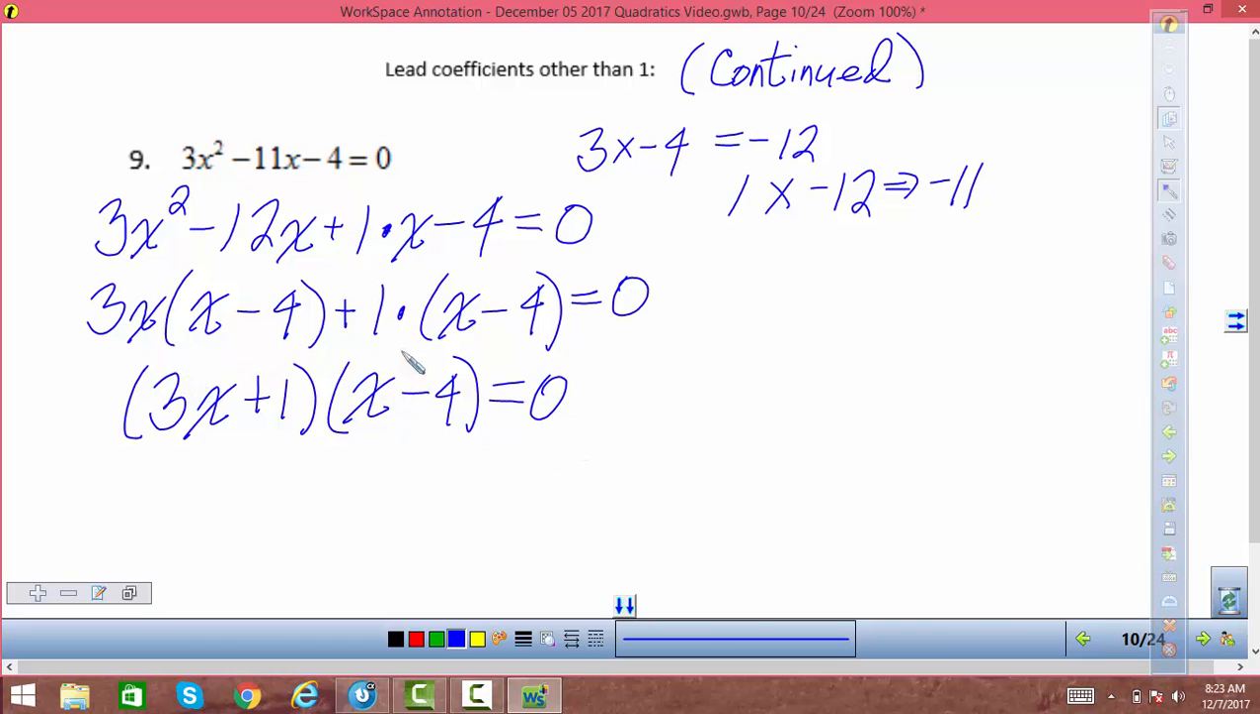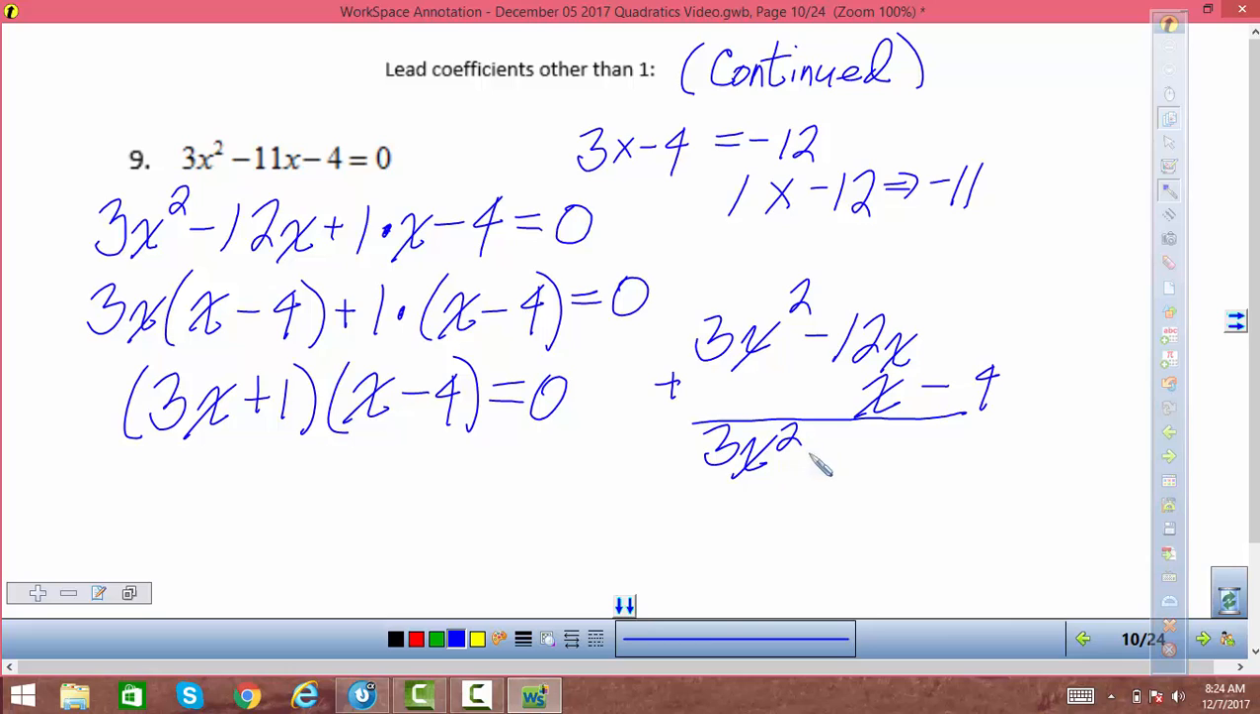So let's check to see if that really gets me back to here. 3x times x is 3x squared. 3x times negative 4 is negative 12x. 1 times x is positive x, and 1 times negative 4 is negative 4. If I add those two rows, I get 3x squared minus 11x minus 4, which is the trinomial that I started with. So I know this is the correct factorization.